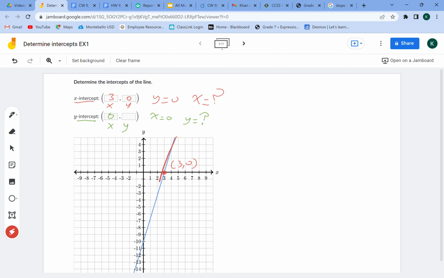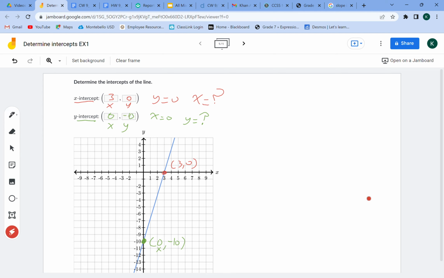So I see where the blue line crosses the y-axis right here. And notice that it crosses right there. So I'm going to mark it. And it's going to be 0 because my x value is 0. And then my y value is negative 10. Okay, so then I just put negative 10 here.